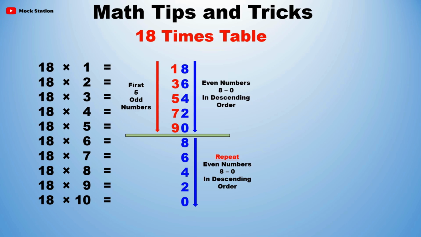And for the next, write down the next 5 even numbers in ascending order. So, here we have 10, 12, 14, 16 and 18.